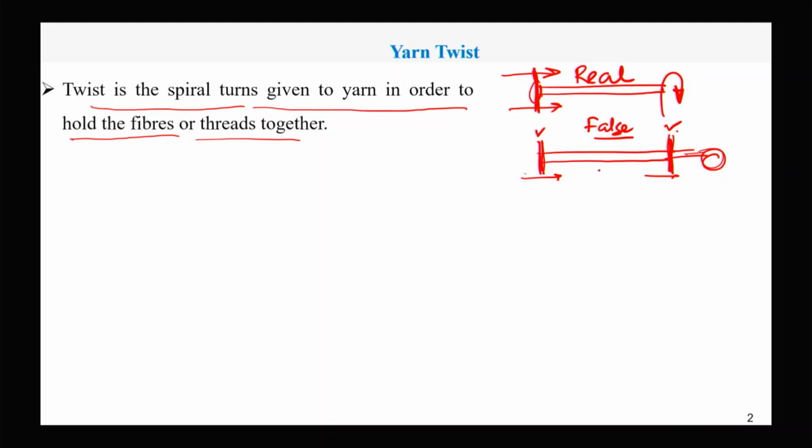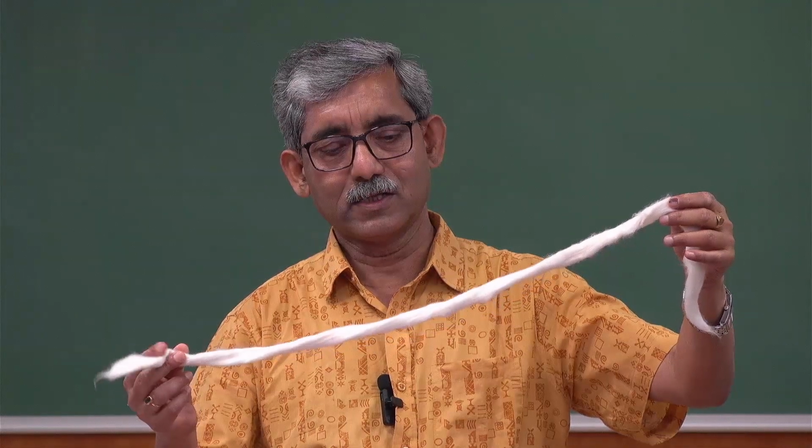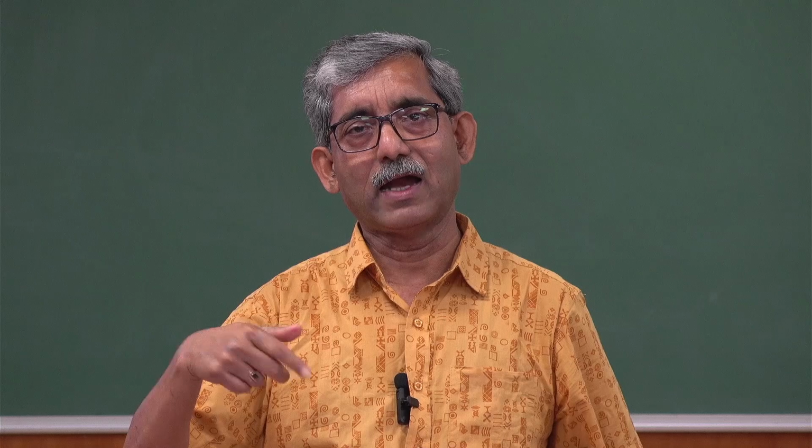But here at the center there will be, and not only at the center, in between these two end points A and B, there will be a rotation. This is called false twist. So if you are rotating at the end, there will be a twist in a particular direction depending on the direction where it is rotating. So this may rotate clockwise or maybe anti-clockwise.